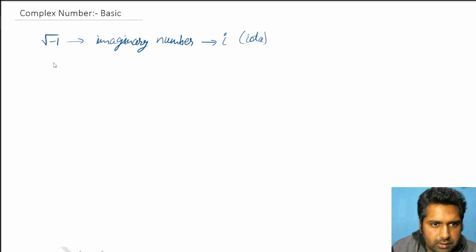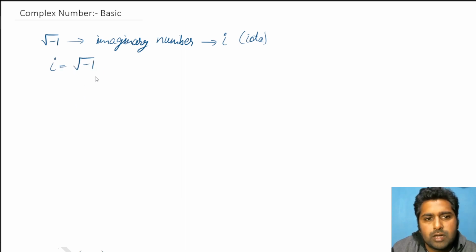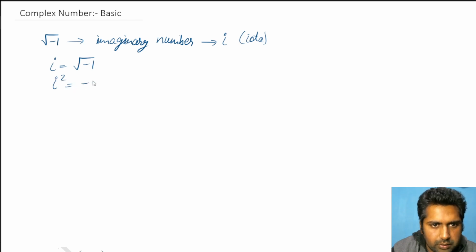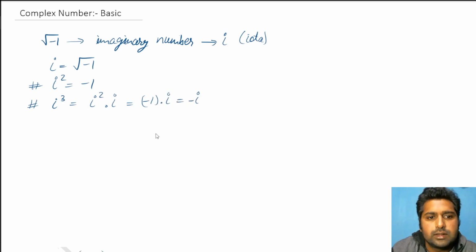First of all, iota is nothing but square root of minus 1. If I square both the sides, what do you get? You get i square equal to minus 1. That's your first result. What about i cube? I cube, I can rewrite this as i square into i. That means minus 1 into iota. That's minus iota. That means i cube is minus iota.